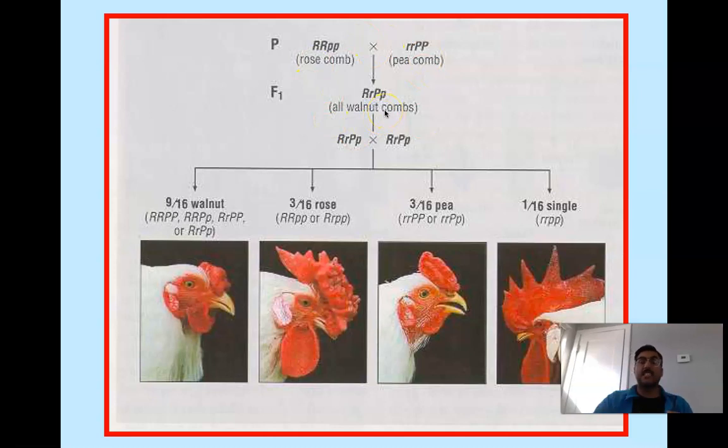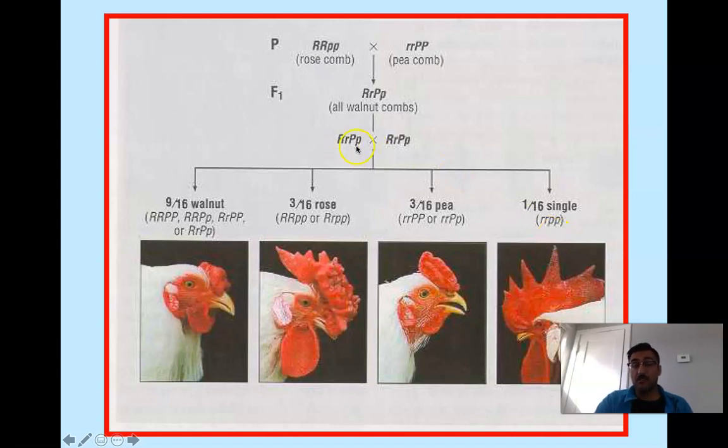A big 16 box square, a 4x4. You can't eliminate anything when you cross a heterozygote for both traits with a heterozygote with both traits. So you're going to have that 9 to 3 to 3 to 1 phenotypic ratio. And here that is, and it kind of breaks it down for you. So go ahead, pause that if you need to. Try doing the crosses yourself.